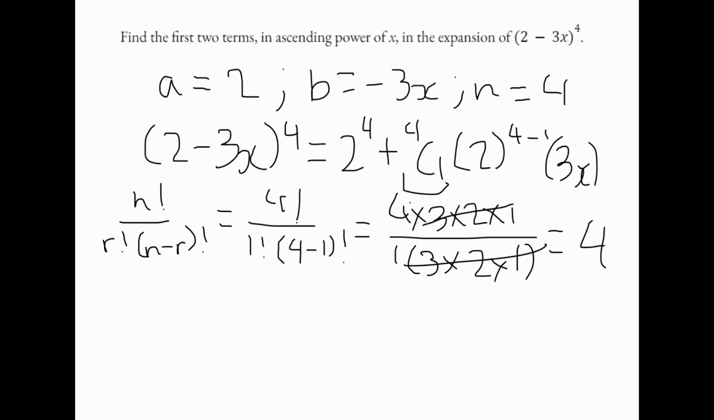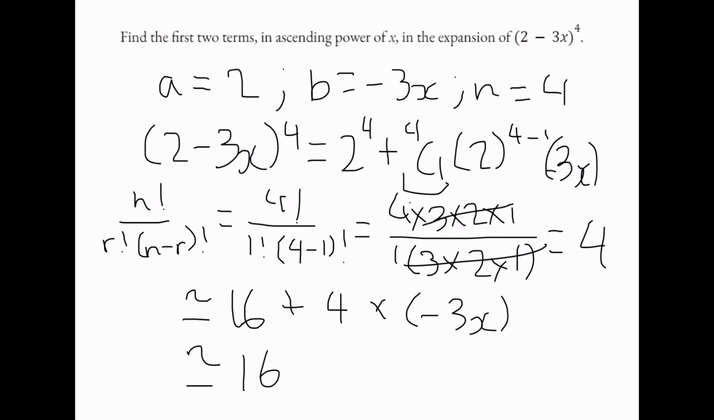Now we have 16 plus 4 times negative 3x, which is just 16 minus 96x. So the first two terms in ascending power of x in the expansion of (2 minus 3x) to the power of 4 is this.